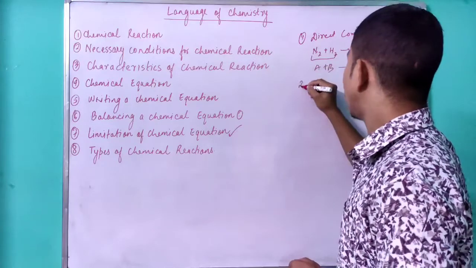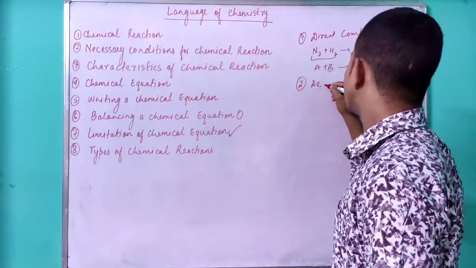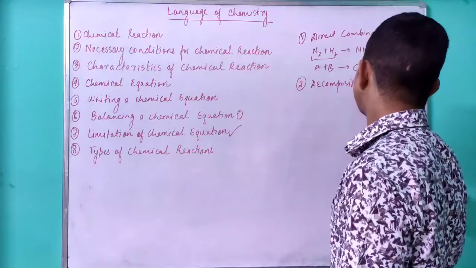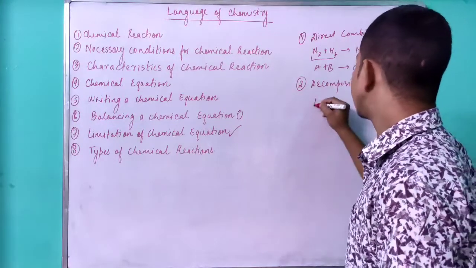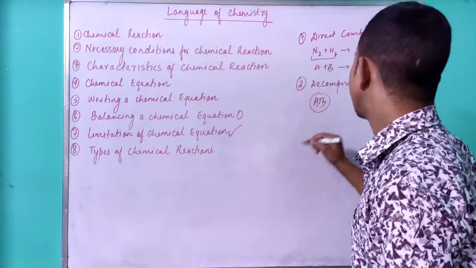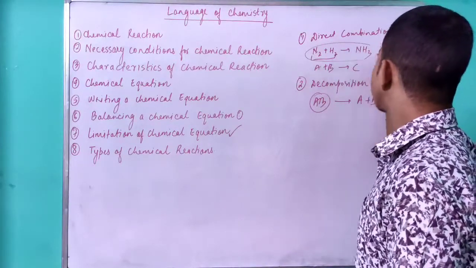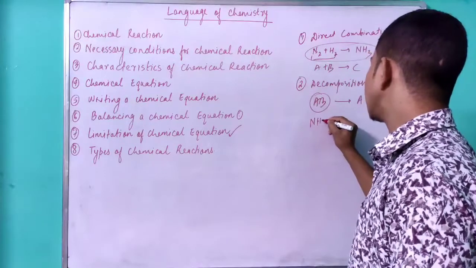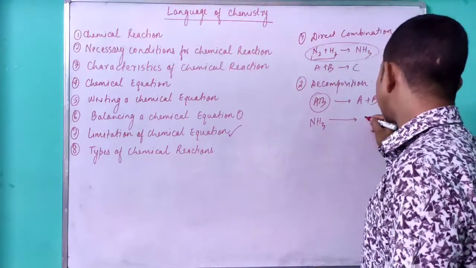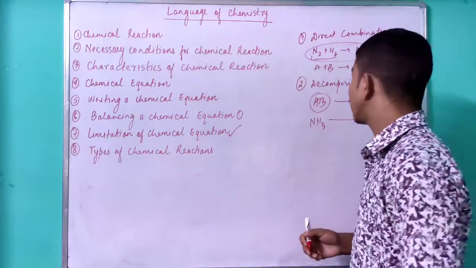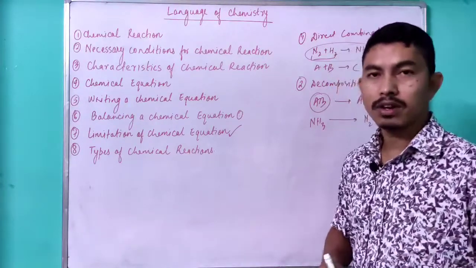The opposite of this reaction can be called a decomposition. Decomposition reactions are the ones in which AB, a single compound, when heated gives two compounds, A plus B. This reaction being reversible, when ammonia is heated again, it breaks into nitrogen and hydrogen gas. These kinds of reactions are known as decomposition reactions.